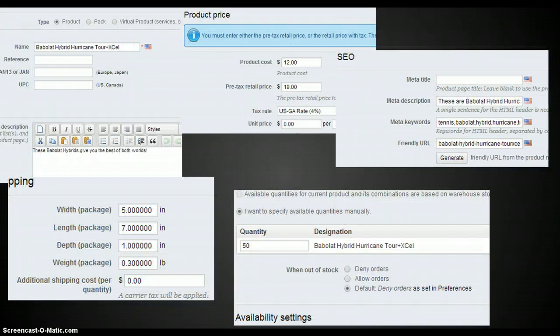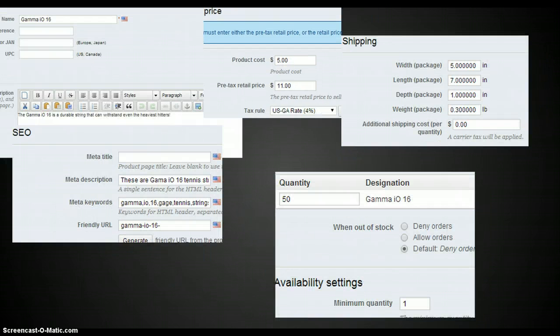The second product I did was the Babolat Hybrids. Cost is 19. Here's my SEOs, shipping information, as well as a quantity of 50. Here is the Gamma IO 16s. As you see, they only cost 11. Here's shipping information, my SEOs, and I also got 50 of those.